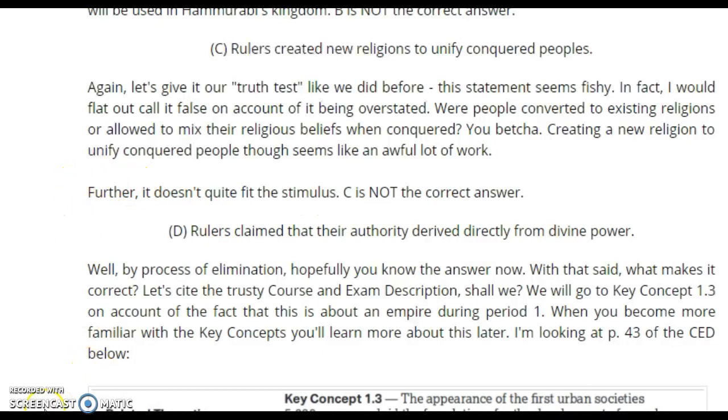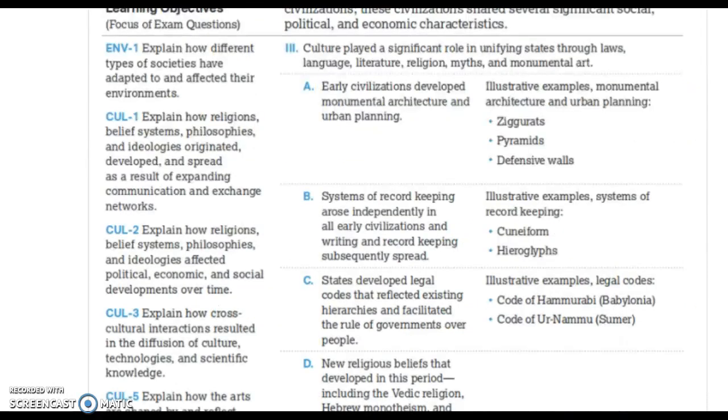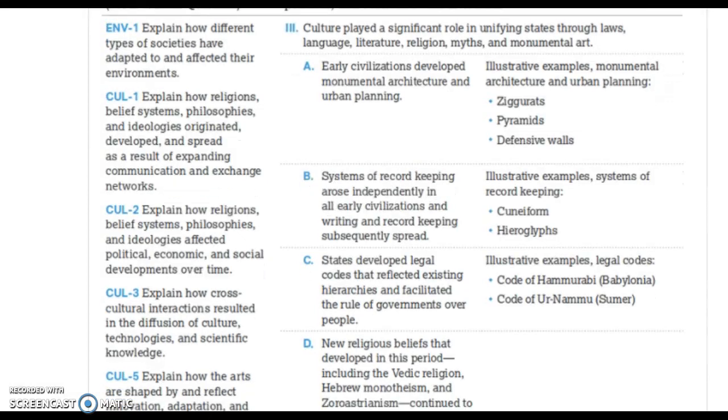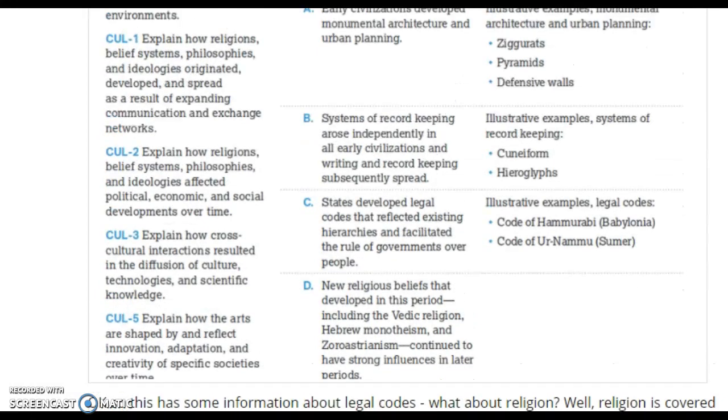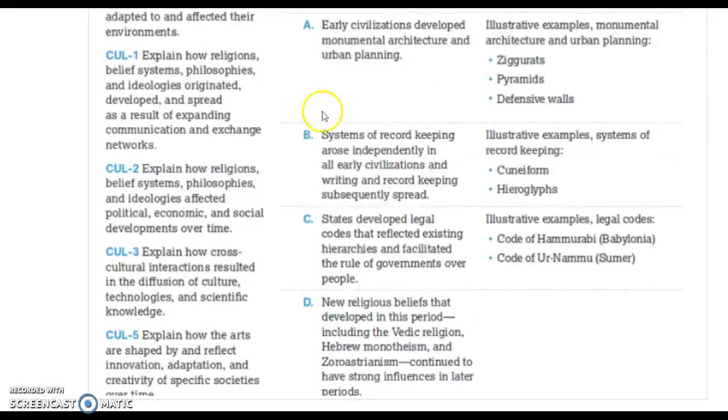So let's take a minute to look at the key concept just to prove that we're right. This key concept has information about legal codes in it. It also has information about religion, and that connection that leaders use to legitimize their rule, which we learned about in looking at the mandate of heaven. It can be a little confusing at first, but you can see that Code of Hammurabi is in here. It talks about legal codes and what leaders use to maintain control. This is additional evidence, and looking at these will help prepare you to understand what the correct answer is.